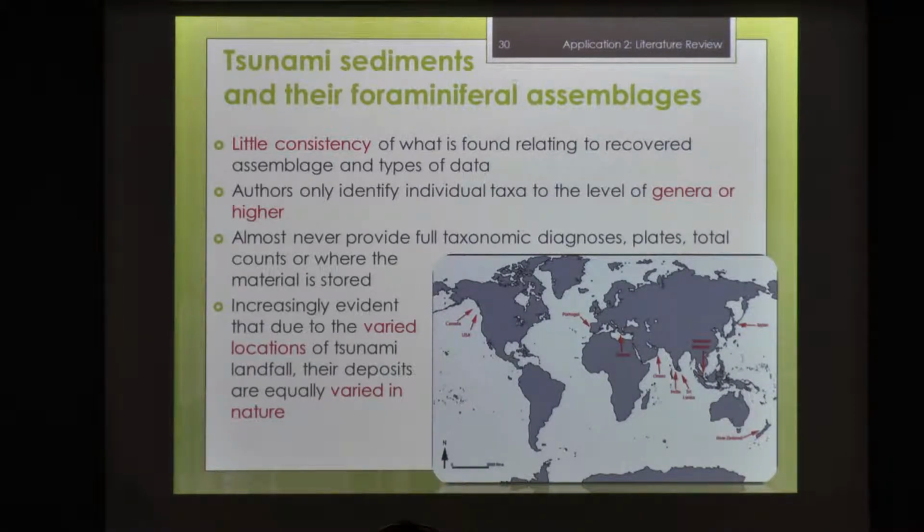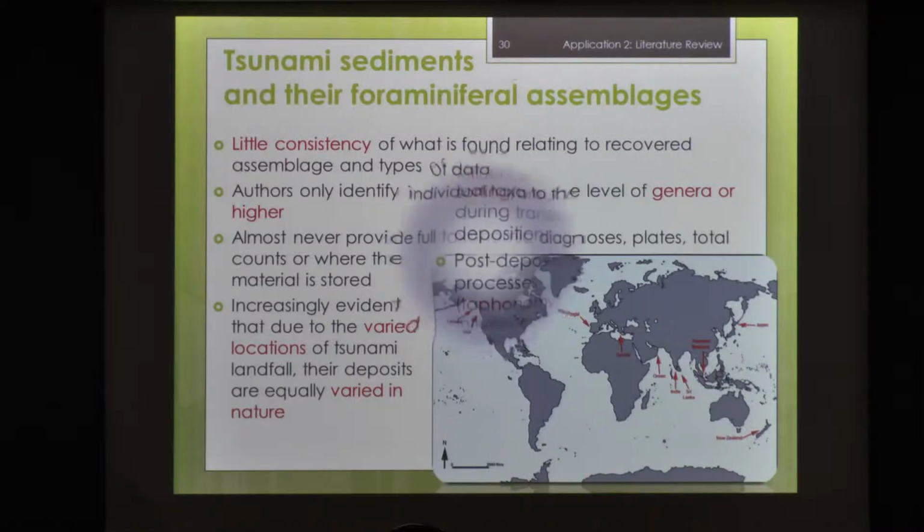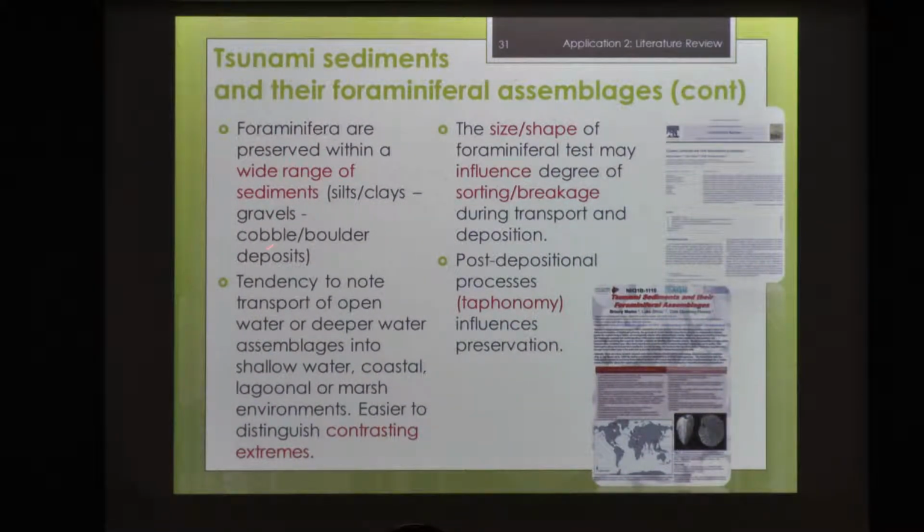But what certainly became clear as I was reading more and more of these papers is that the locations where tsunamis come onto land are all over the world, with different topography, different bathymetry, different sediments, so the deposits that you're finding are just as varied as the localities that you're looking at. As I said, there was a broad range in the sorts of data I was getting. There was no way that from a literature review I could say, this is what you're going to have with forams in a tsunami deposit, because they were found in a wide range of different sediment types.